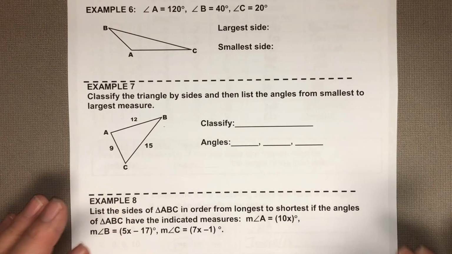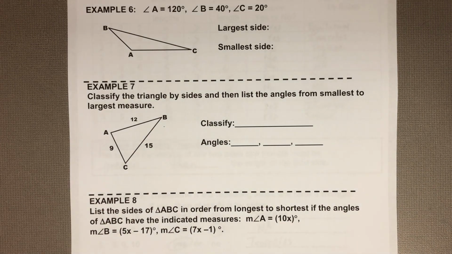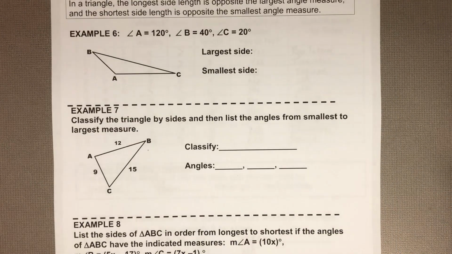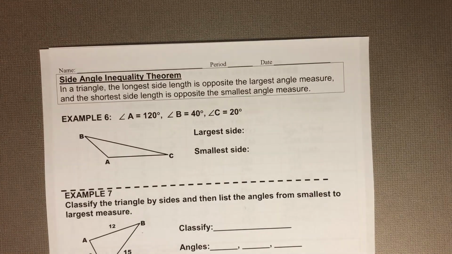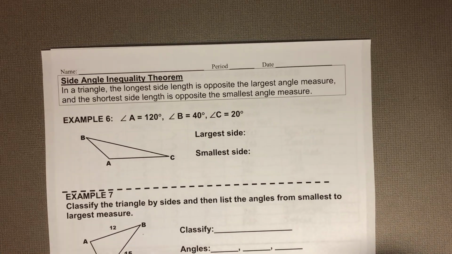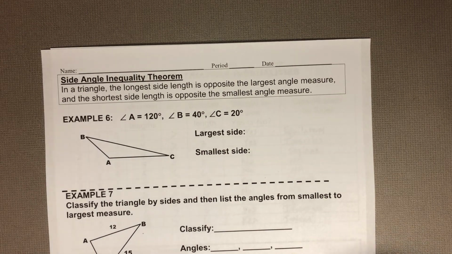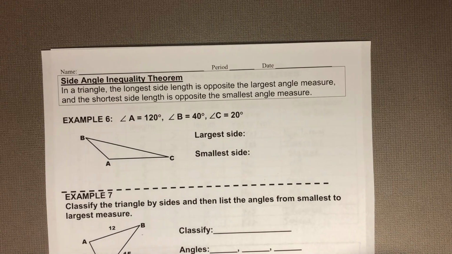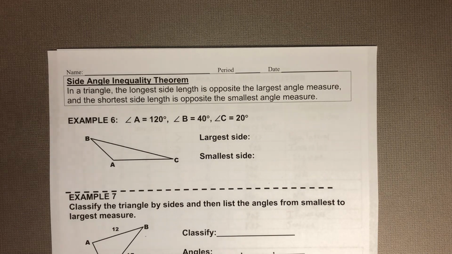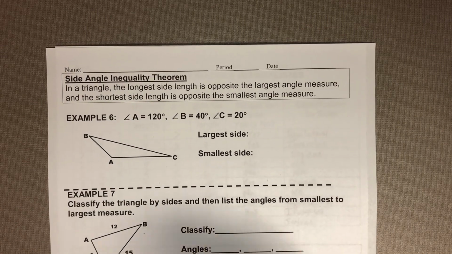We have what's called the side angle inequality theorem, and it says, in a triangle, the longest side length is opposite the largest angle measure, and the shortest side length is opposite the smallest angle measure, okay? And by the way, that works the other way as well. The largest angle will be opposite the longest side, and the smallest angle will be opposite the shortest side. That works both ways. Please be aware of that, okay?